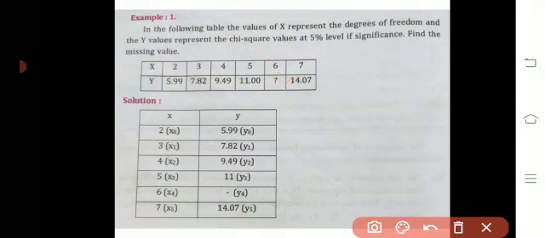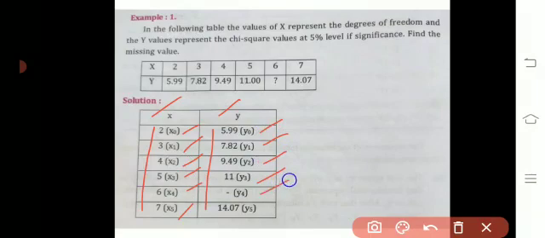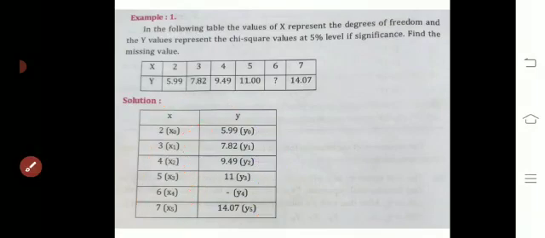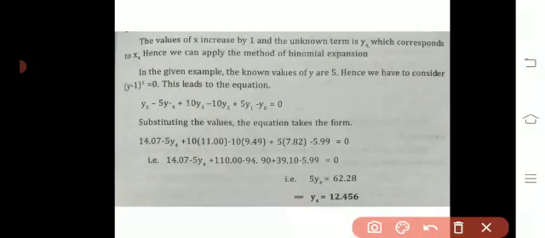Now for the given data, we'll write the notations. X values we write as they are, y values as they are, and here we denote the first value of x as x0, then x1, x2, x3, x4 and x5. Similarly, y values: first y value as y0, y1, y2, y3. Here the y4 value is missing, but we will write the notation y4, and the last value is y5. Then the values of x increase by 1 and the unknown term is y4, which corresponds to x4, as I already told in the last slide.